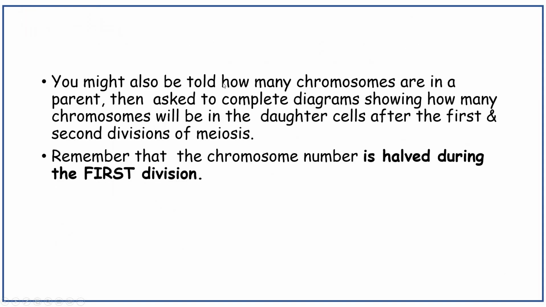You might also be asked how many chromosomes are in a parent, then asked to complete a diagram showing how many chromosomes will be in the daughter cells after the first and second division of meiosis. Remember that the chromosome number is halved during the first division of meiosis.